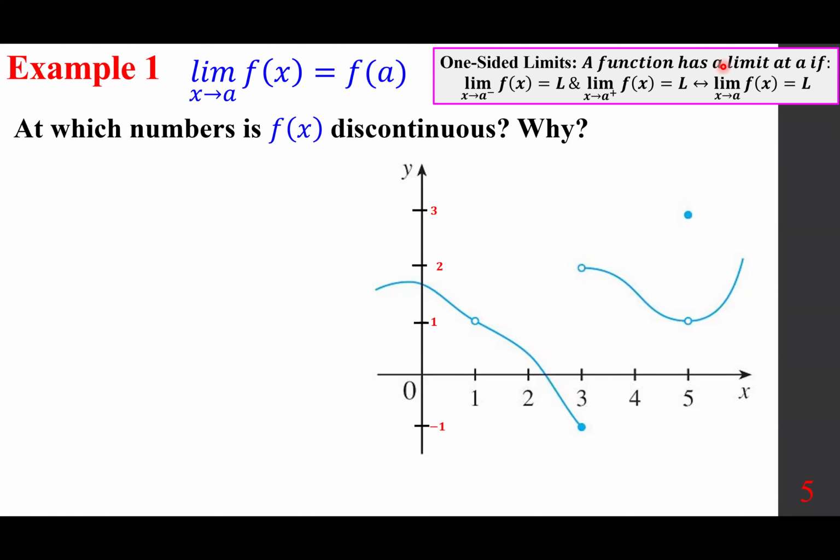And reminding you about one-sided limit, reminding you that the limit of f of x as x approaches a equals f of a indicates the function is continuous. So at which numbers is f of x discontinuous and why?